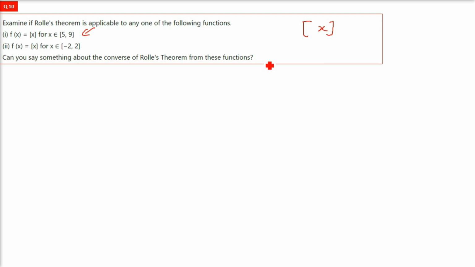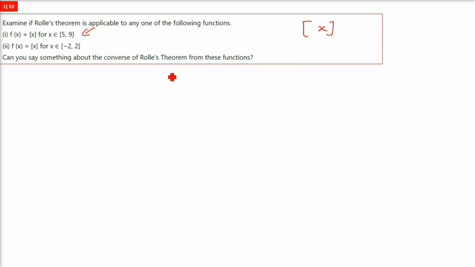But if you put 5 or 9 or -2 or 2, any integer value, this function, that is the greatest integer function, will always give you the same value. That is, 5 will give you 5, -5 will give you -5, -2 will give you -2, like that. So we have to examine whether the Rolle theorem is applicable or not.